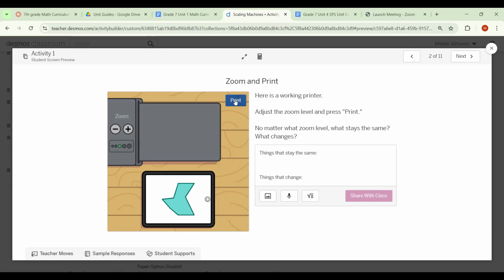And what we're going to do is print it. And guess what? Looks just like that one. See that? This is the same as that. This line is the same as that line. Okay? So things that stay the same. Everything stayed the same. Nothing changed. And it says, no matter what zoom level, what stays the same? Well, the shape stays the same. The angle stayed the same. Okay? Let's move on.